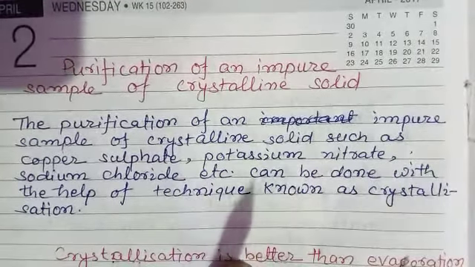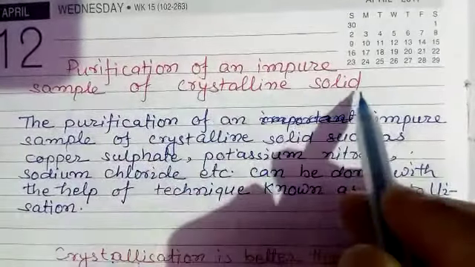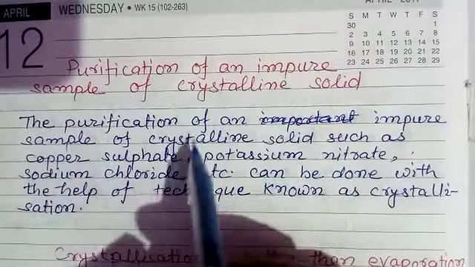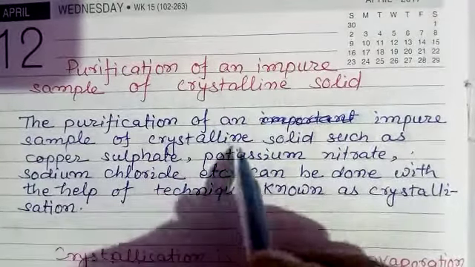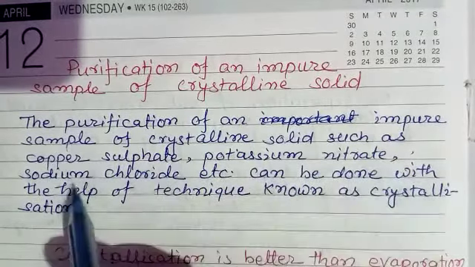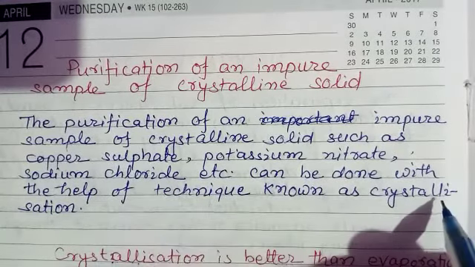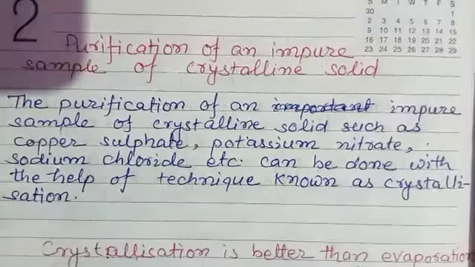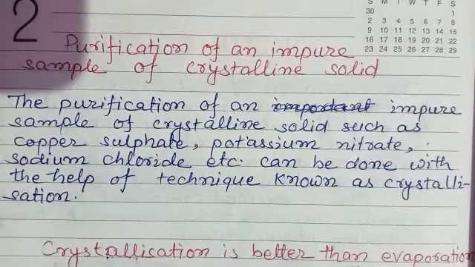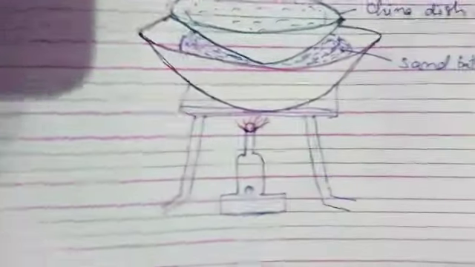So the purification of an impure sample of crystalline solid. Actually, students, the purification of an impure sample of crystalline solid like copper sulfate, potassium nitrate, sodium chloride, etc. can be done with the help of a technique which is known as crystallization. We can understand this better by taking one example, students, and let us discuss one example.